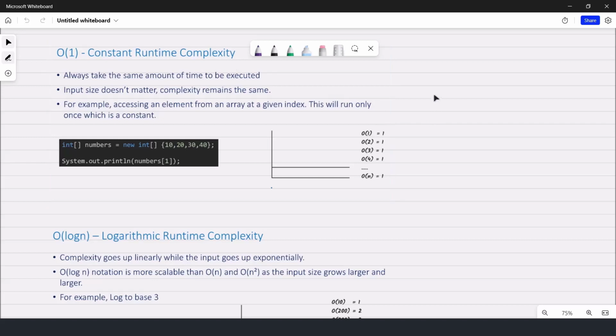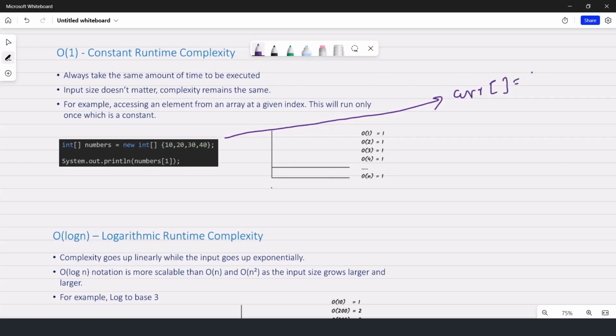So here you can see O of 1 running time complexity. What it said is that it always takes the same amount of time to be executed. So here the array taken is 10, 20, 30 and 40. If I index it, this is index 0, this is index 1, this is index 2 and this is index 3. So when I say accessing the element, this is how it is accessing the elements.